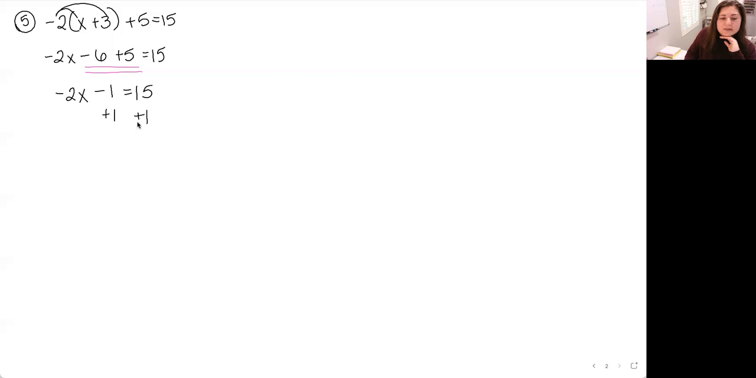I'm going to add 1 to both sides, creating that 0 pair. I'm going to be left with -2x equals 16. Then I'm going to divide both sides by -2, creating that 1 pair. And I'm going to have x equals negative, because it's divided by a negative number, 8.